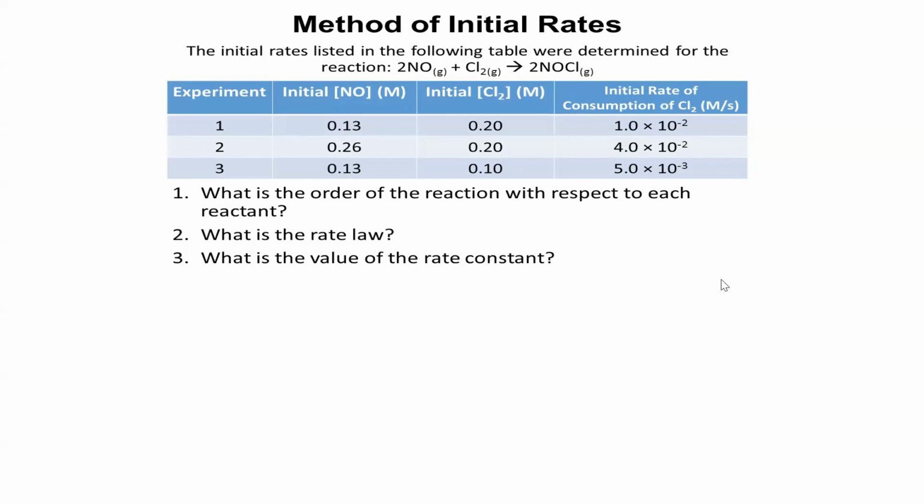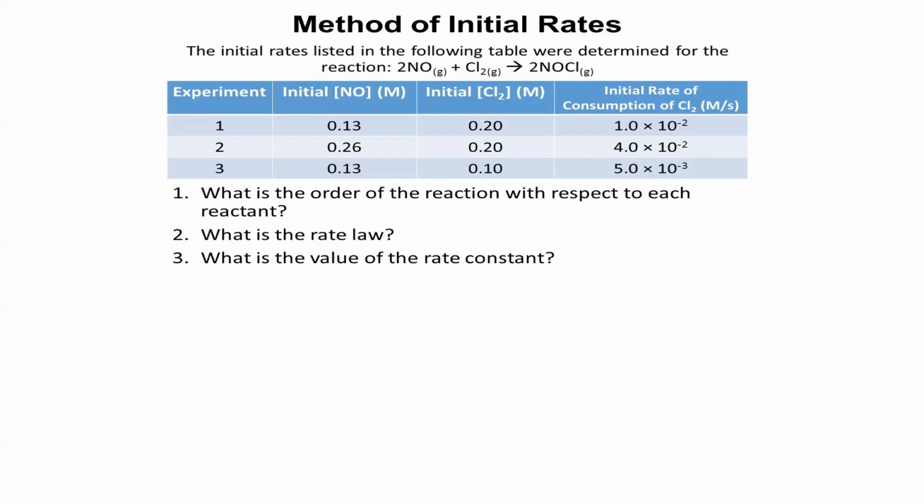This is a table showing a reaction between nitrogen oxide and chlorine to produce nitrosyl chloride. In this table we have three experiments, 1, 2, and 3, with initial rates of consumption of the chlorine gas in molar per second. The initial concentration of NO is 0.13, 0.26, and 0.13. And for the initial concentration of chlorine, we have 0.20, 0.20 again, and then 0.10.